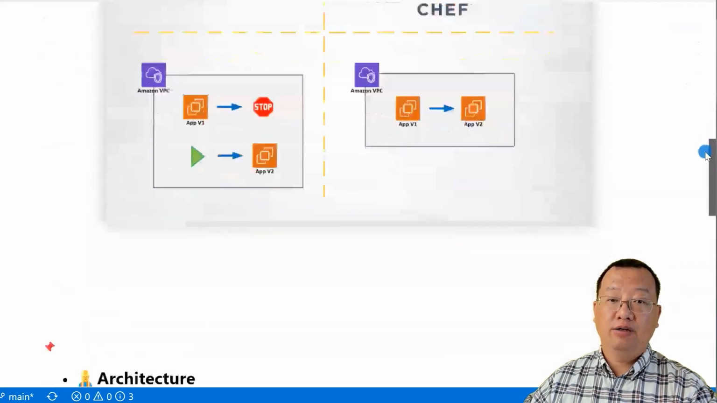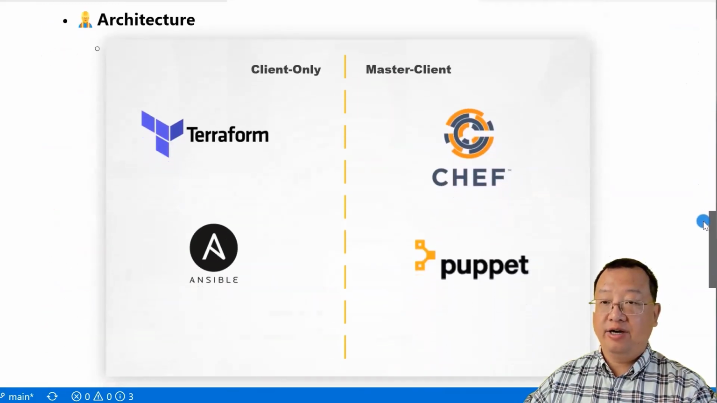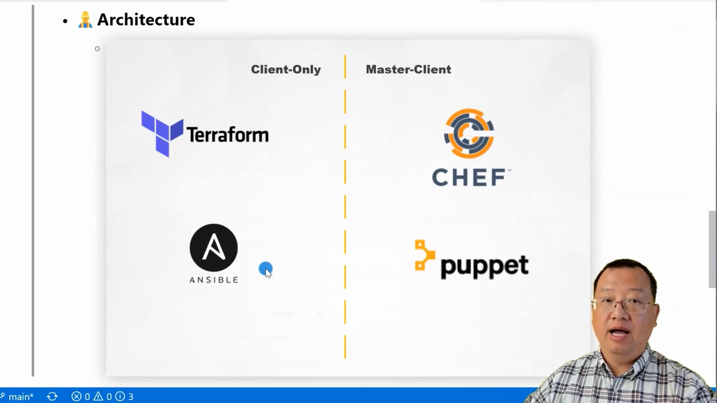Next, let's compare the tools at the architecture level. Terraform and Ansible are client-only tools, which means they run from a user machine and communicate directly with the cloud APIs to create and manage resources. They don't require a central server or master to manage the infrastructure resources, and can be run from any machine which is able to access cloud APIs.